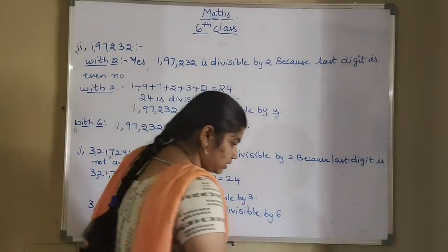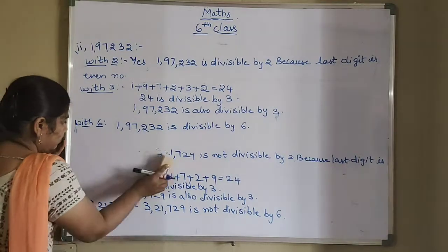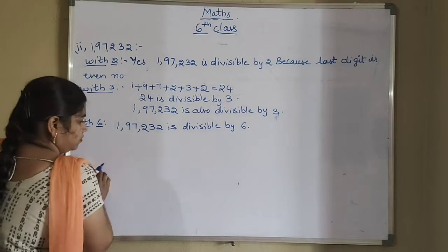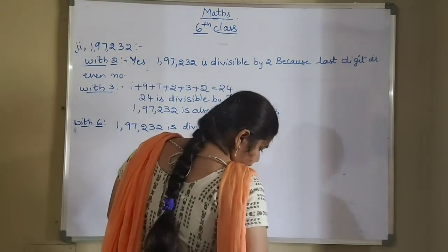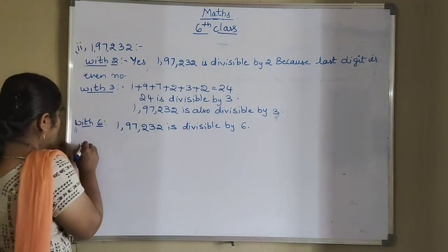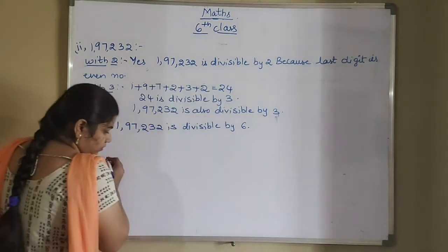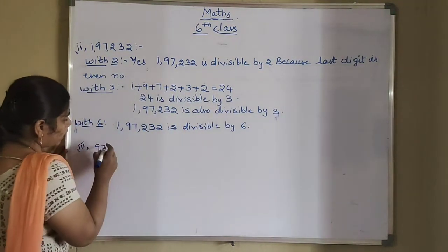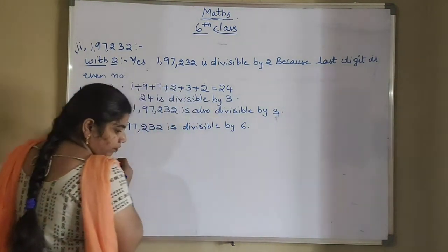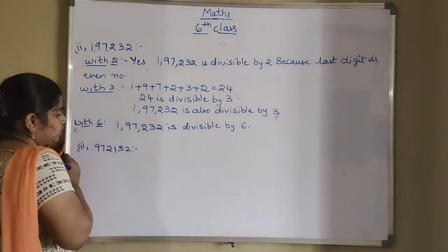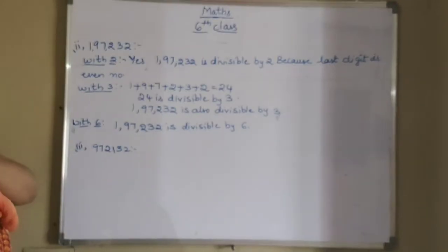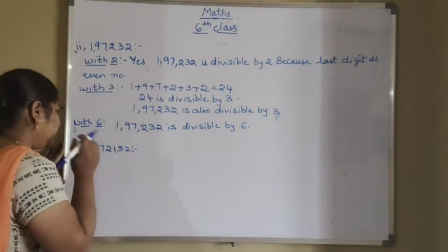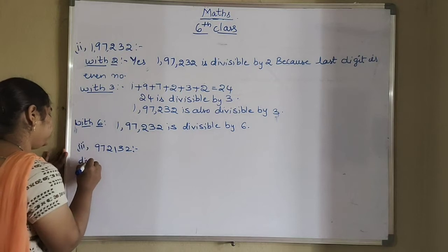So next bit in this. So what is the next bit? 972132. So whether this number is divisible by 2, 3 and 6 we have to check. So first I am checking with the 2. Divisibility rule of 2 I am checking.